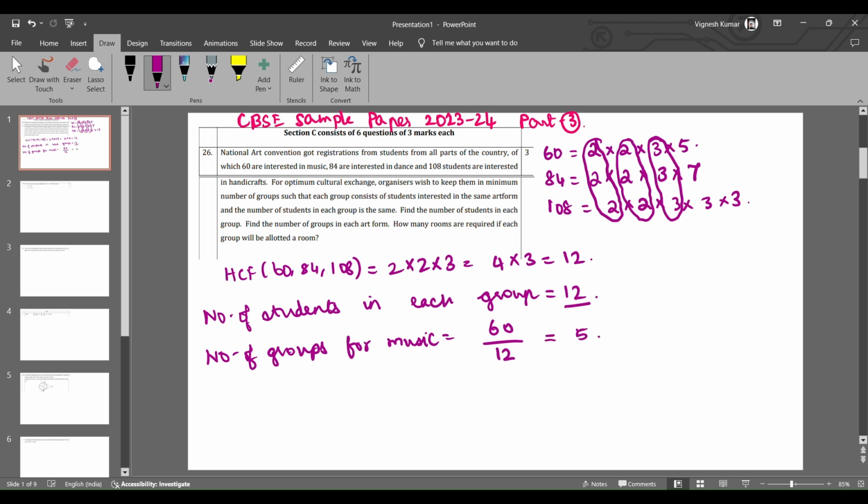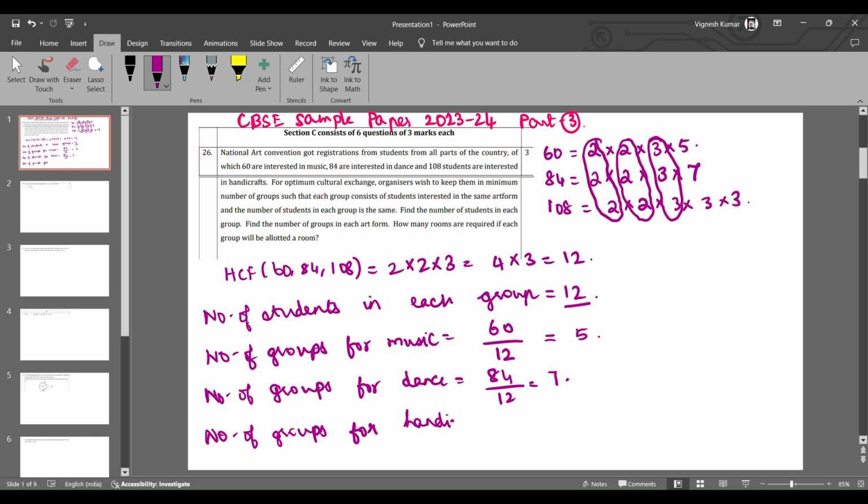So 5 groups for music. Then the number of groups for dance will be equal to 84 divided by 12, which is equal to 7, and the number of groups for handicrafts will be equal to 108 by 12, which is equal to 9. So this part of the question is also done.